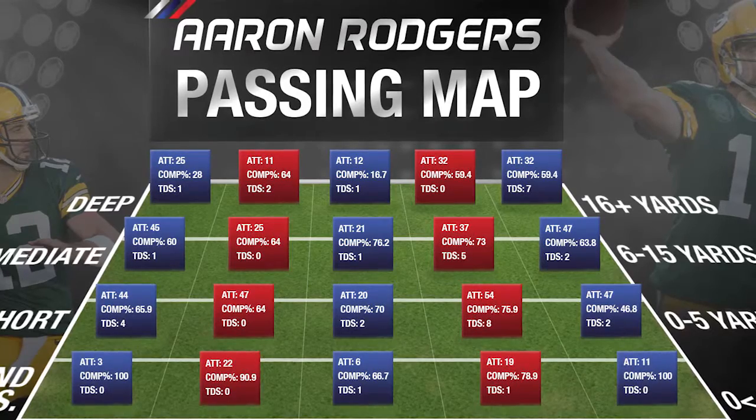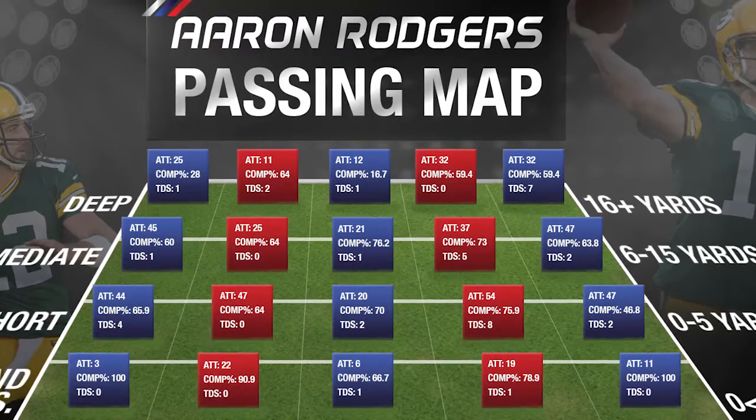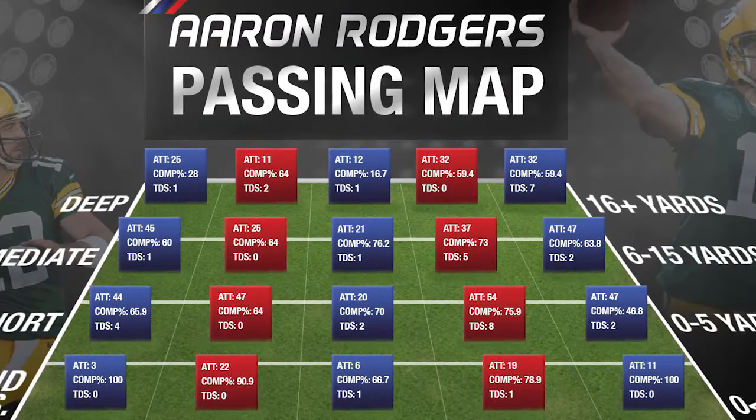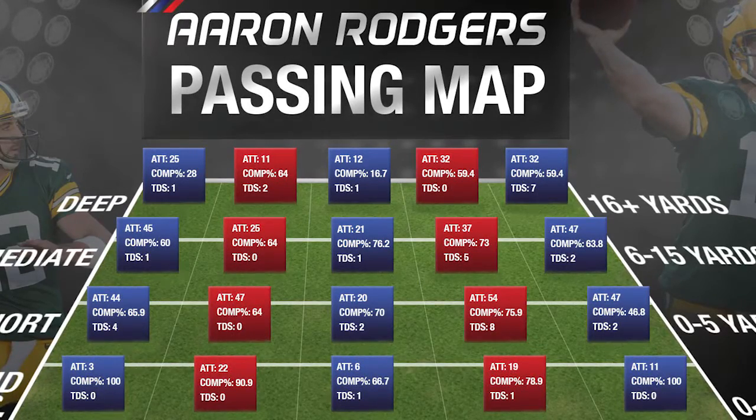Now, this is how you can use this chart. Obviously, this is an area of strength for Aaron and his skills and the offensive scheme that the Green Bay Packers employ. This is how defenses look at information as they develop their defensive game plans. Let's move to our second map.